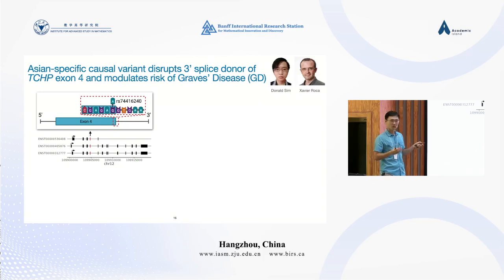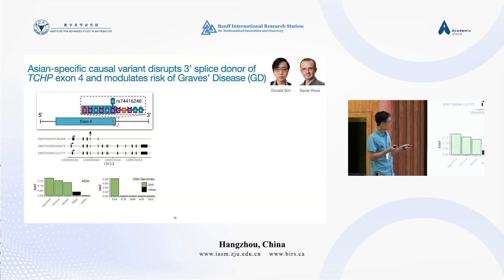We were able to functionally validate that, but before I show you the experimental data, I'll show you the gene structure. So this variant RI744 is sitting right on top of the splice site of exon 4 of TCHP. And more importantly, remember I mentioned that I want to make the argument that ancestry specificity is important, and here's one of the examples. Because RI744 only appears in East Asian populations and Southeast Asian populations, if we looked at European populations, we wouldn't be able to find this signal.